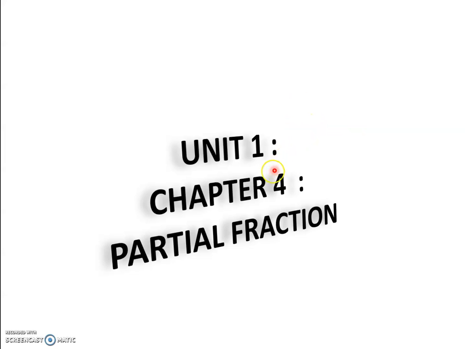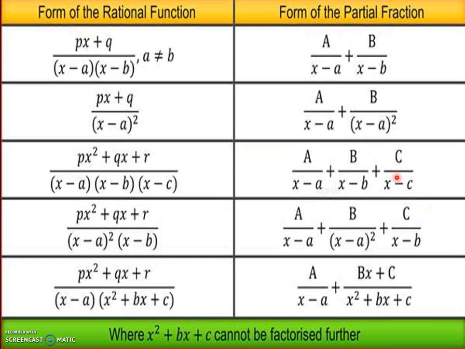Today's lecture is Unit 1, chapter number 4, Partial Fraction. I will revise the forms of the rational function again because it is very important. (px + q) upon (x - a)(x - b), where a is not equal to b, equals capital A upon x minus a plus capital B upon x minus b.